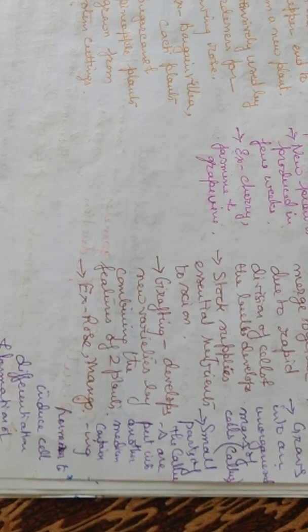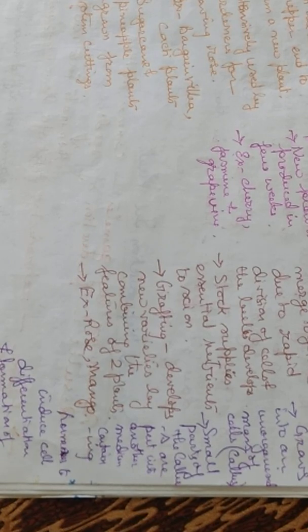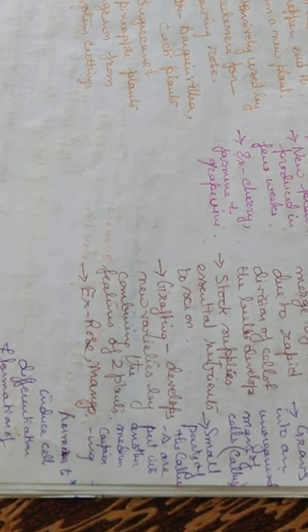Now, when the plantlets are formed, they are transplanted into soil or pots, where they grow into mature plants. And by this process, an unlimited number of plants can be produced. For this reason, they are generally used to propagate ornamental plants. Okay. So, understood tissue culture.